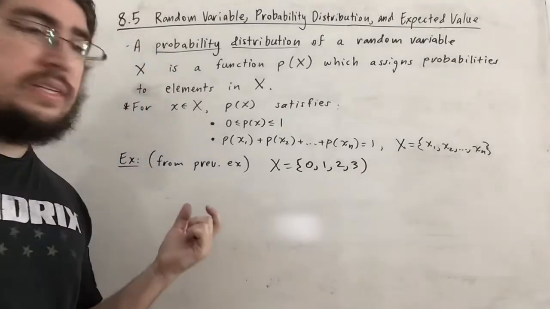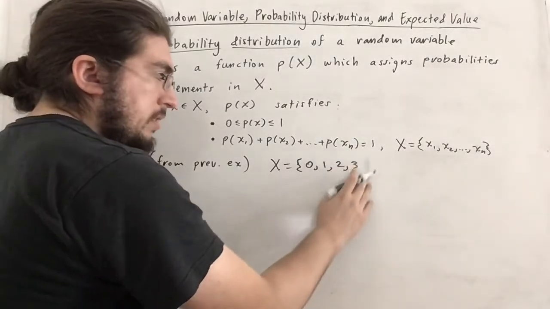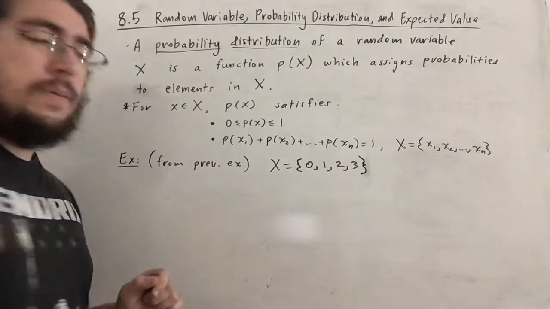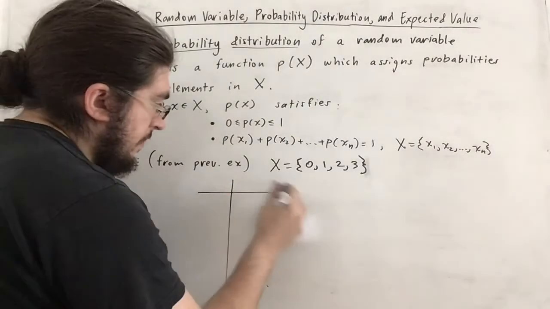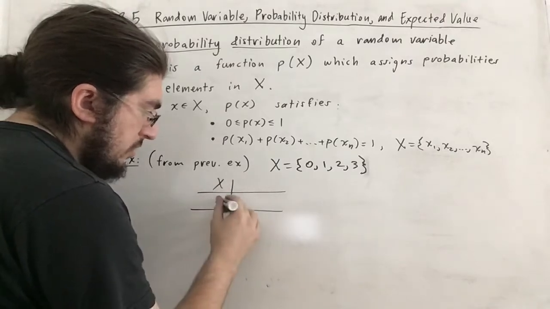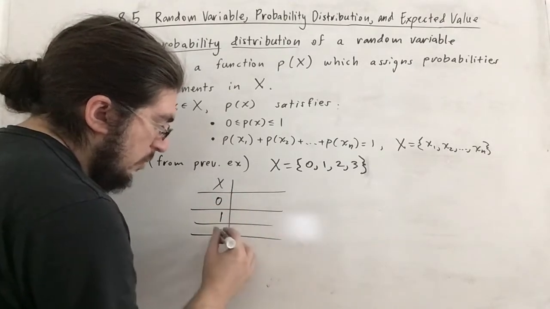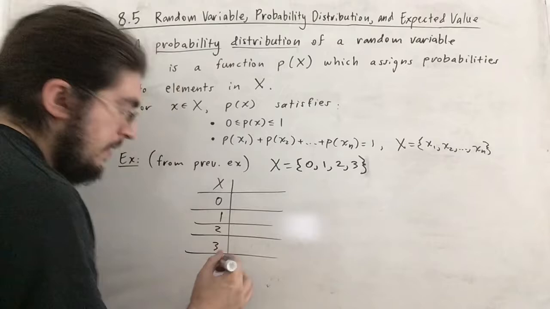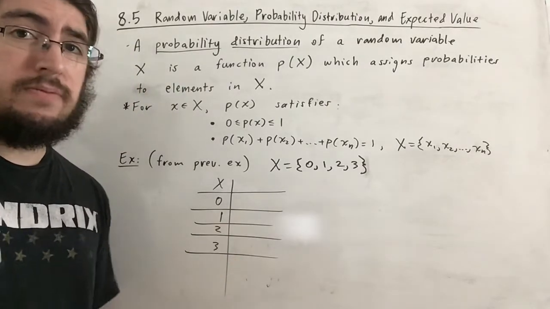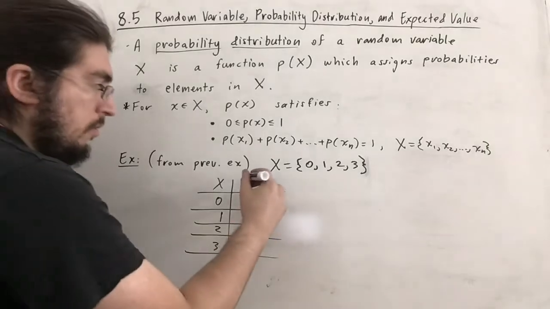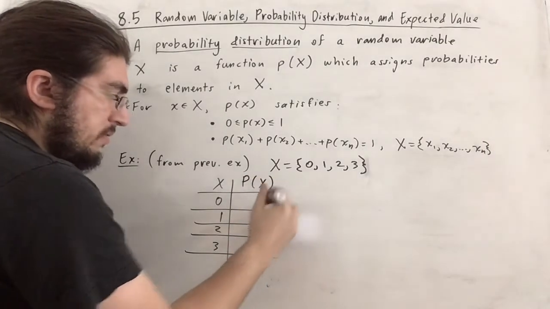So this is from the previous example. X was, again, the numbers 0, 1, 2, and 3. Now specifically, if you look back, each of these values, 0, 1, 2, and 3, had a specific weight that went with it. Basically, how likely it is to occur in a random toss of 3 coins. So these would be the probabilities of those values.